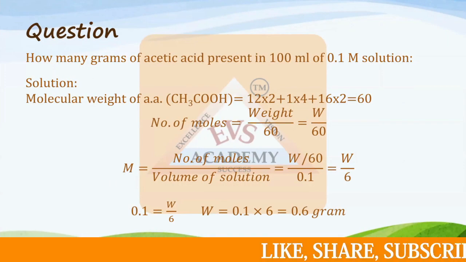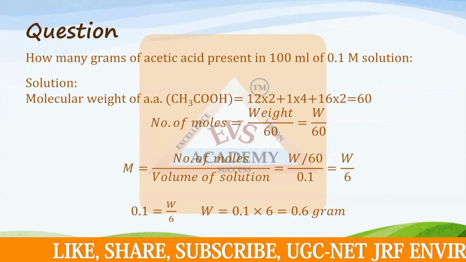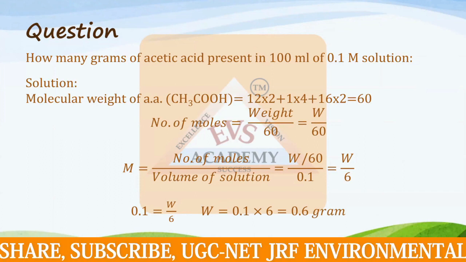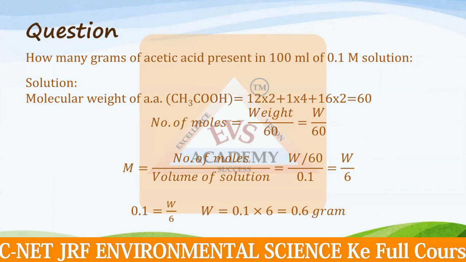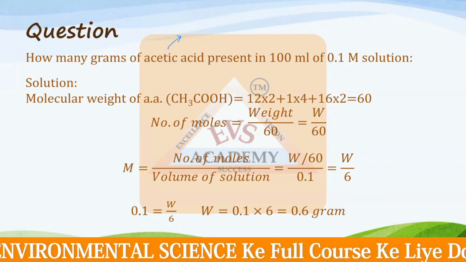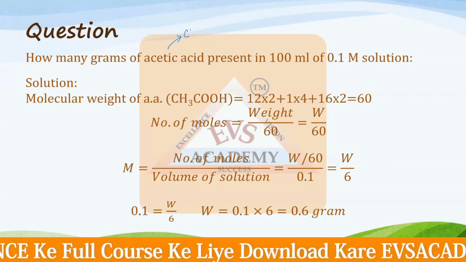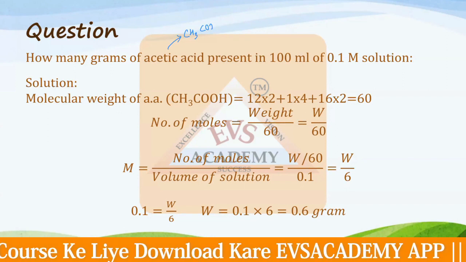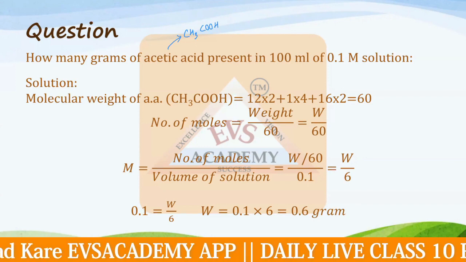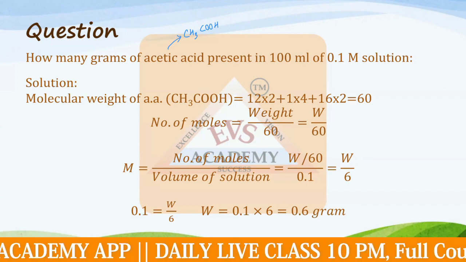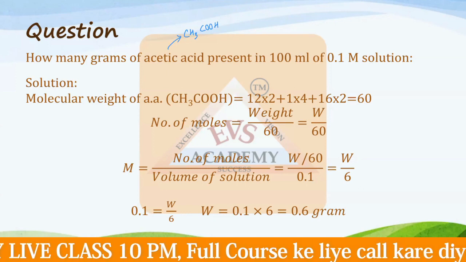Now again a question. This time it is asking how many grams of acetic acid are present in 100 ml of 0.1 molar solution? What is acetic acid? Vinegar, which you can find at your home. The formula of acetic acid is CH3COOH. Based on this formula, you can calculate the molecular weight of acetic acid.